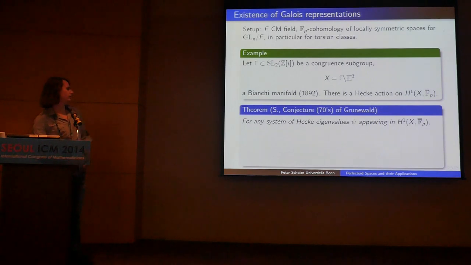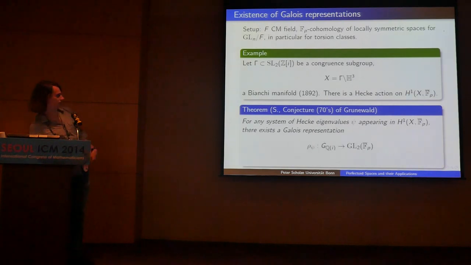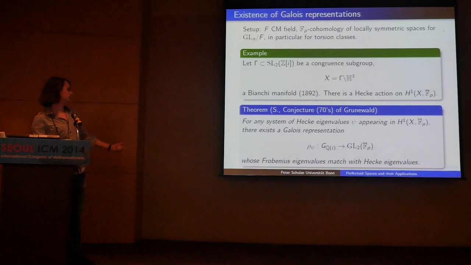But what I can prove in this very general setup, just stated here in this special case, is the conjecture that Grunewald made in the 70s, which says that for any system of Hecke eigenvalues which appears in this cohomology group, there exists an associated Galois representation, which is associated to it in the usual sense that Frobenius eigenvalues match with Hecke eigenvalues. Okay, let me stop.